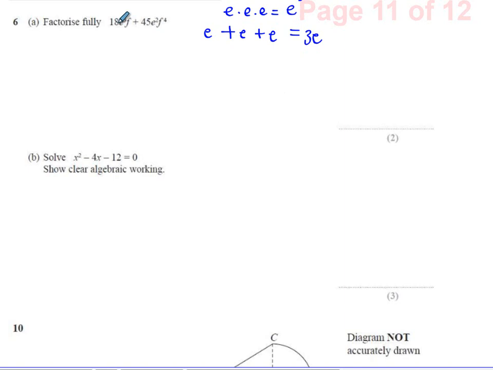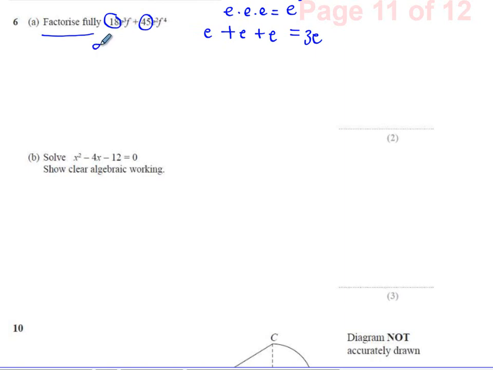Let's look at this. 18e cubed f plus 45e squared f to the power 4, factorize fully. So factorize means writing them in brackets. What I'm going to do is, first of all, see what are the factors of 18 and what are the factors of 45. What is the highest common factor of 18 and 45? What is the biggest number that can go into 18 and 45? It is 9, yeah? So 9.